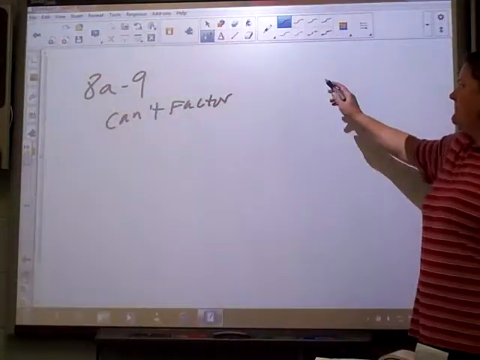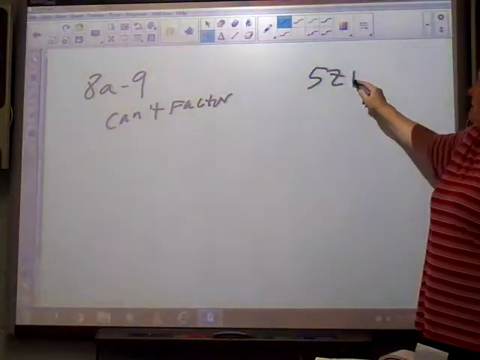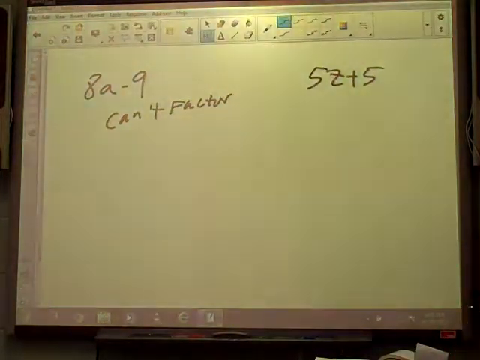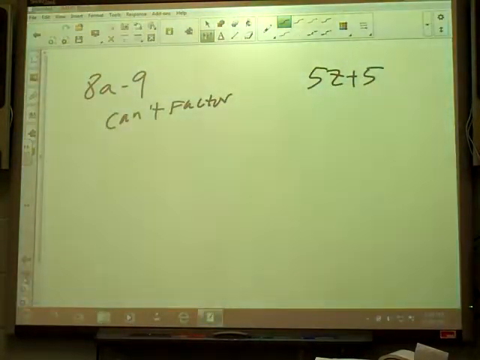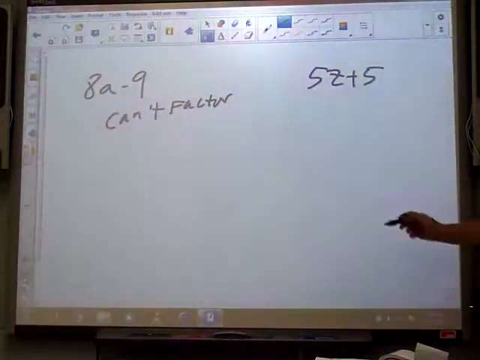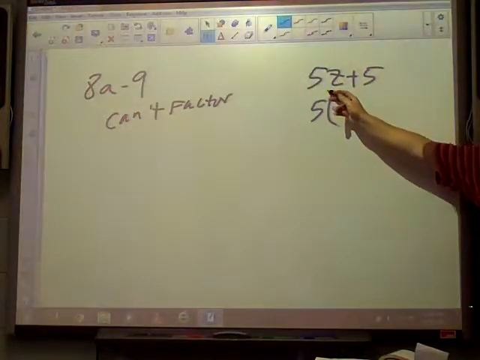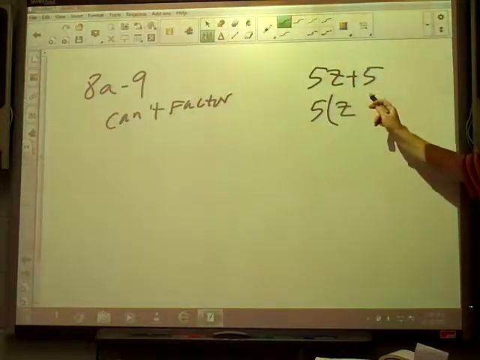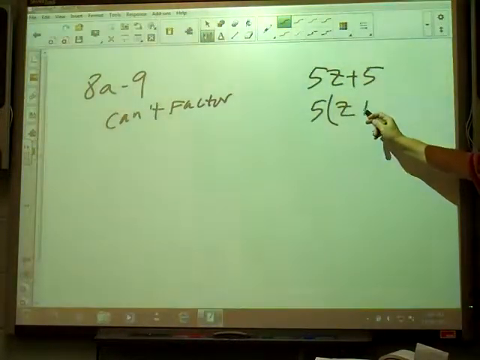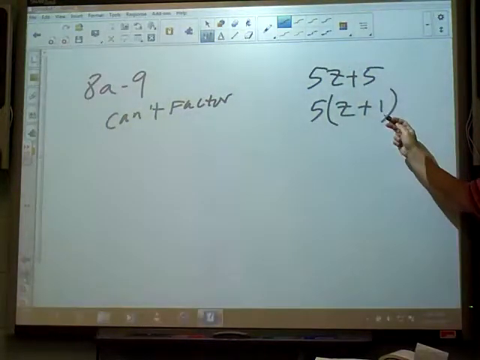Okay, what about 5z plus 5? And there's a reason I chose this one. What's the GCF? There is one. 5. What's left on the inside on this piece? Z. What about here? 1. Very good. This morning, they didn't want to put the 1.